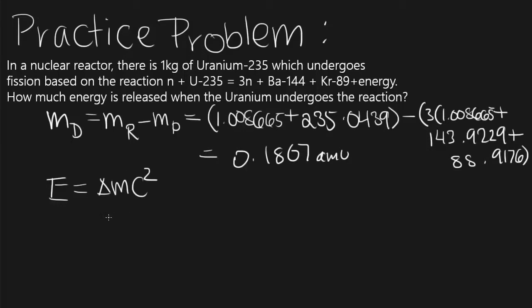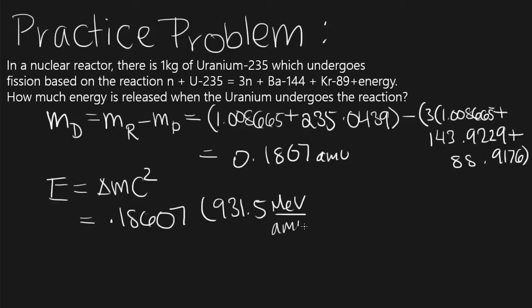Now, we can plug in the mass defect for this delta m, so we can use this value that we just found and multiply it by 931.5 mega electron volts per AMU. This comes up to a total of 173.324 mega electron volts per reaction.